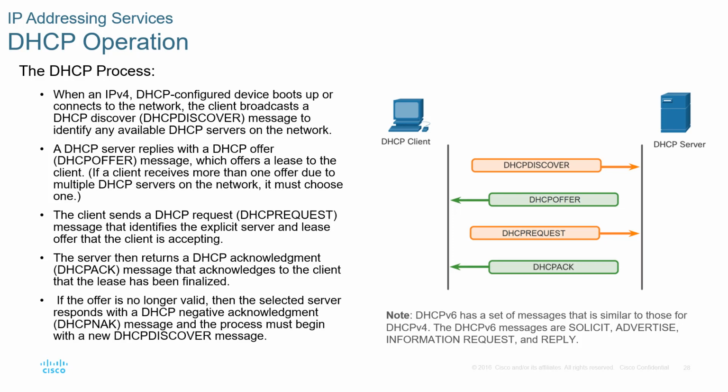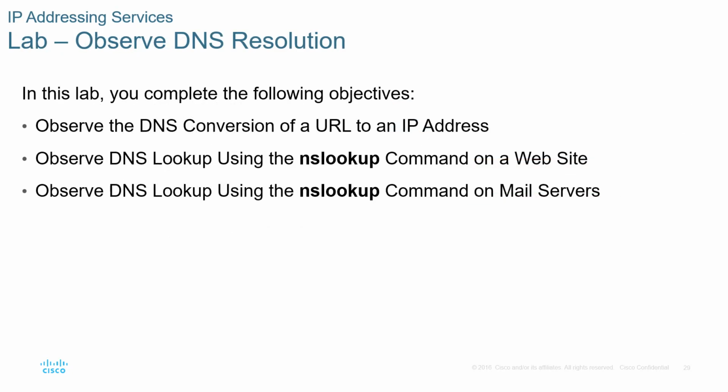Whichever one it actually wants to go with, it will send that as a request. That message will identify the explicit server and the lease offer that the client is accepting. That is why the server then has to send an acknowledgement verifying that that is what the client wants. We do actually have a lab looking all of this over.